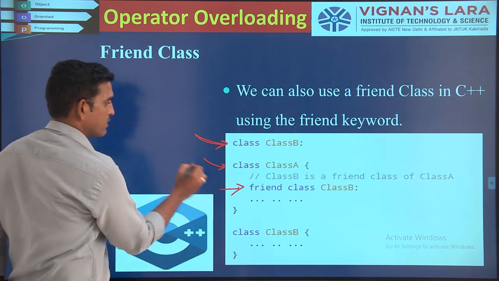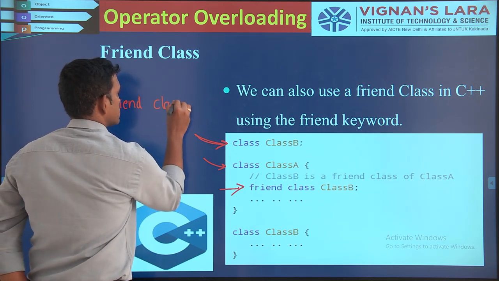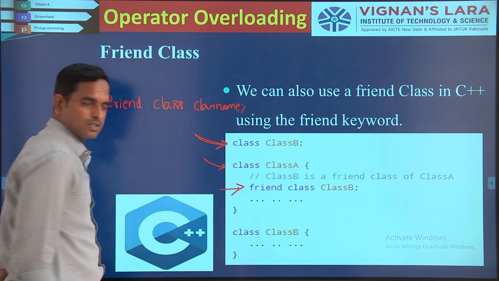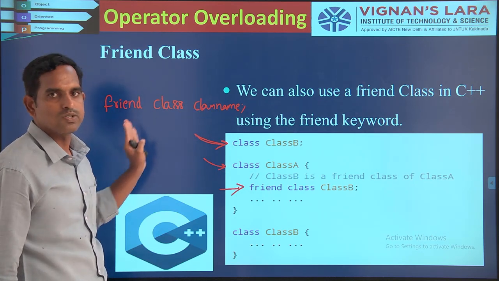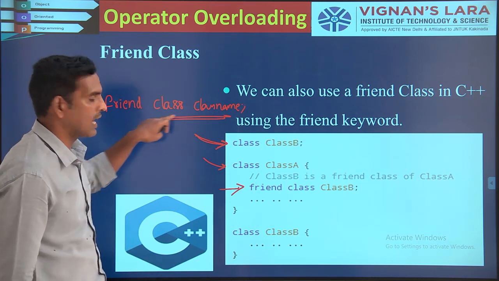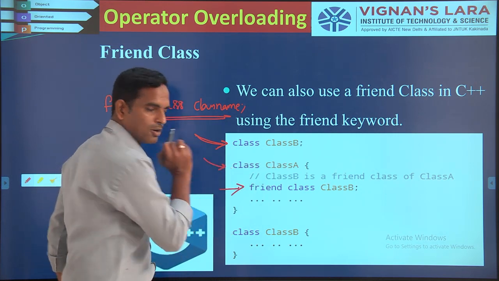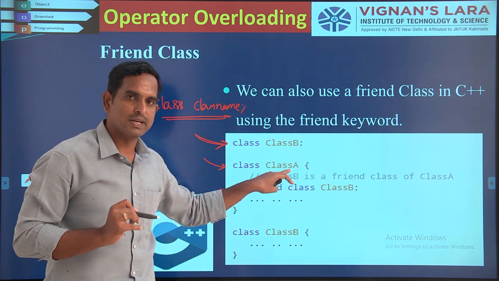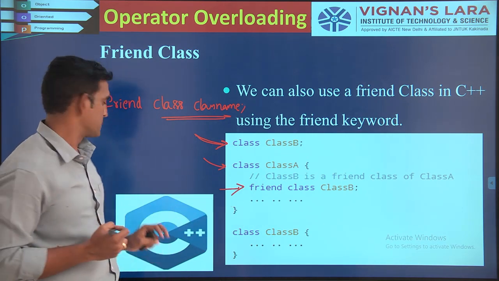So how are you going to declare your friend classes? I am writing friend, then I have to use the class keyword and then the class name. Just like your functions, you can make any class as your friend class. When I make this particular class as the friend class, then class B's objects can access all the properties, that is, the data items of class A. After that you can define your class B.